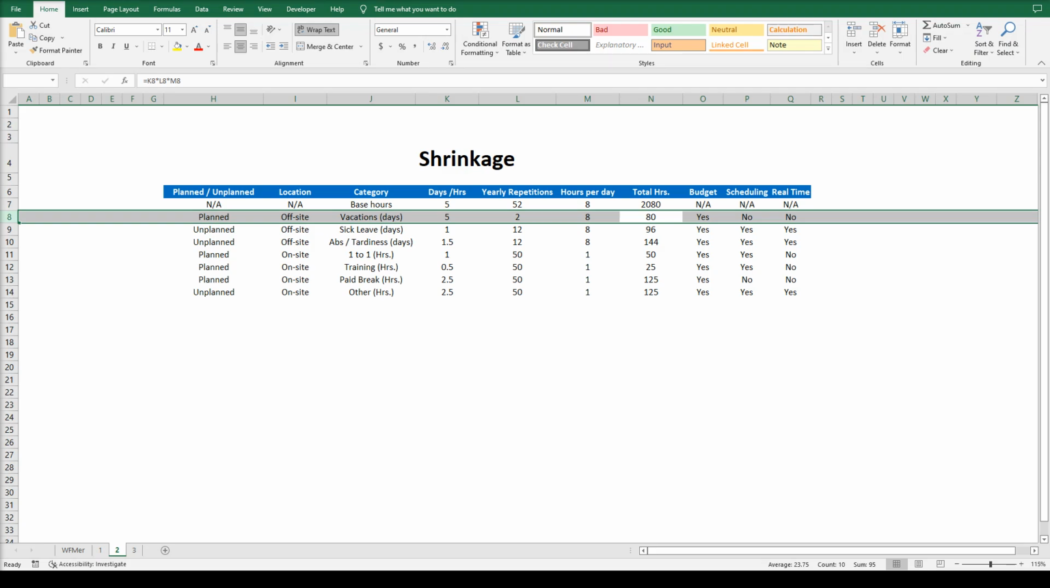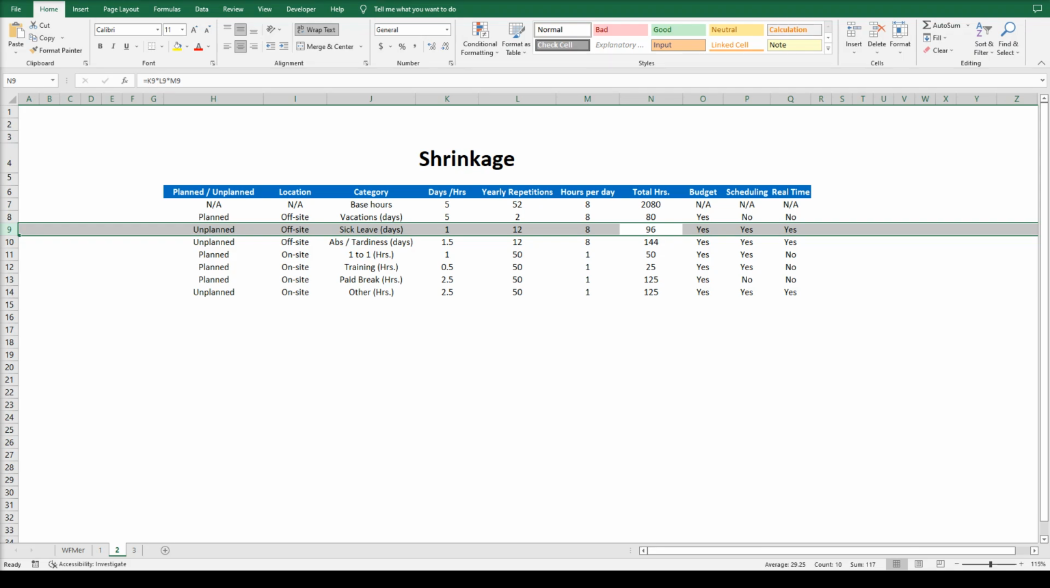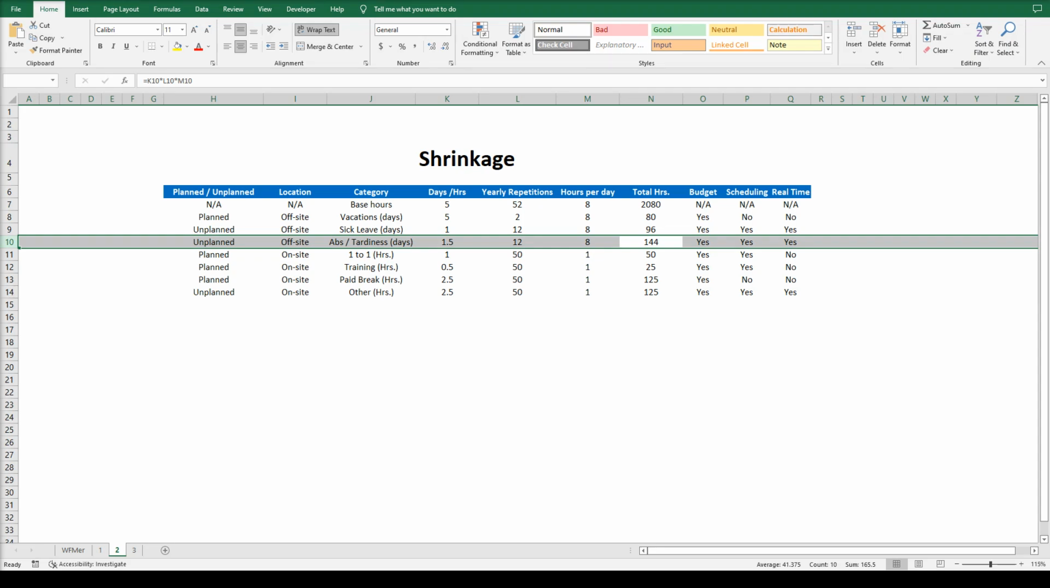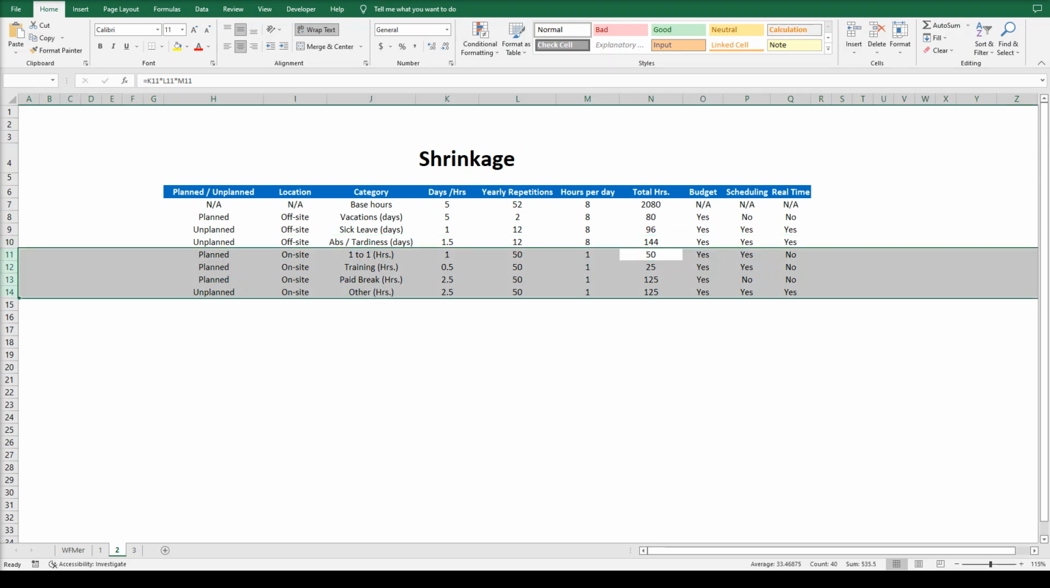Sick leave, we have 1 day per month, so that is only 96 hours yearly. Absenteeism and tardiness, 1.5 days per month equals 144 hours. The remaining categories are expressed in hours in column K, and then we will consider 50 repetitions in column L. One-to-ones is 1 hour weekly, training 30 minutes weekly, break, it's 2 breaks of 15 minutes daily, which is 2.5 hours weekly, and that is 125 hours yearly.